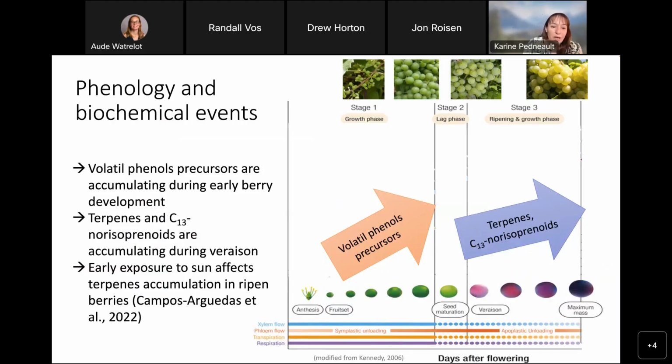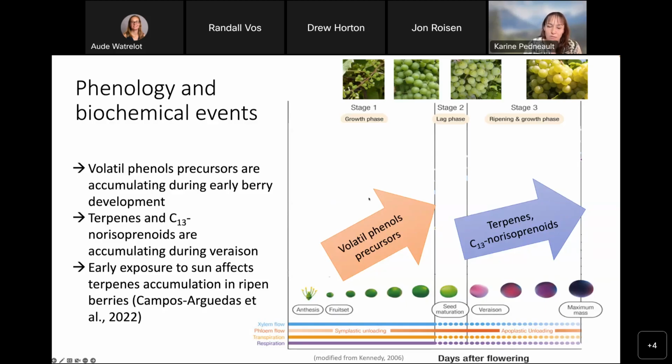That's exactly what I was actually saying. So maybe I'm ahead of my slides. Volatile phenols tend to accumulate early; the early conditions will have an impact on volatile phenol precursors, bound aroma, let's say, at the end in the ripe berries. Similarly, the conditions in the veraison will have an impact mostly on terpenes and C13 norisoprenoids. But again, the exposure of berries to sunlight will impact the terpenes and C13 norisoprenoids as well. So throughout the season, you really need to be careful about what you're doing.